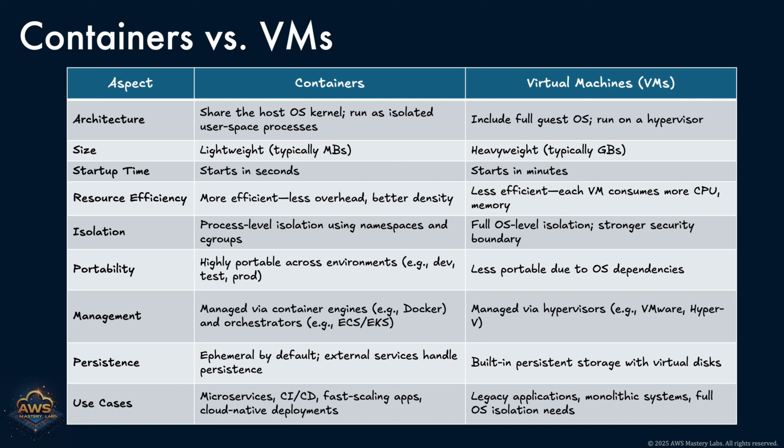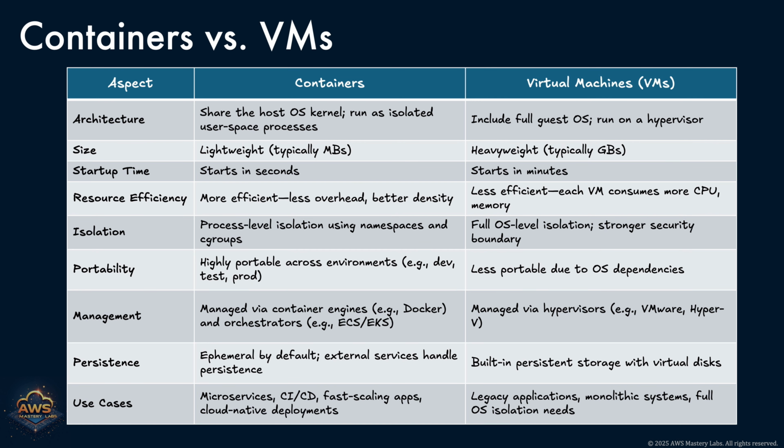Now let's talk about isolation. VMs provide strong isolation with dedicated OS environments, making them ideal for workloads that require strict security or kernel-level customization. Containers provide process-level isolation using technologies like namespaces and control groups, which is generally sufficient for most cloud-native applications, though not as airtight as VMs for some high-security use cases.